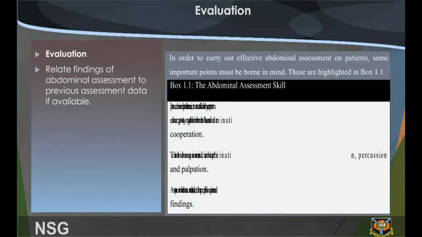Evaluation: relate findings of abdominal assessment to previous assessment data, if available. In order to carry out effective abdominal assessment on patients, some important points must be borne in mind. It is necessary to explain the procedure to the patient and ensure that clients empty the bladder and the examination room is kept warm so as to gain their cooperation. The sequence of abdominal examination is inspection, auscultation, percussion, and palpation. At the end of the procedure, it is important to document the procedure and report findings.